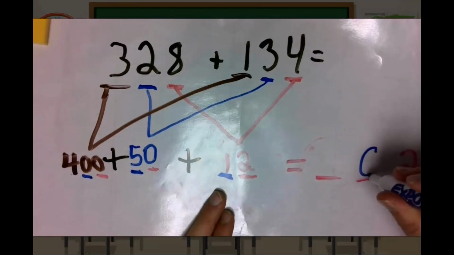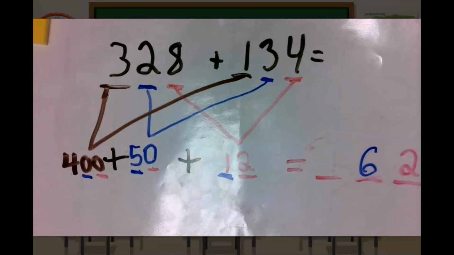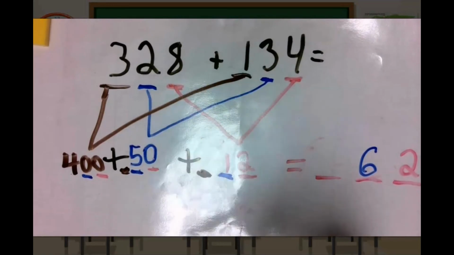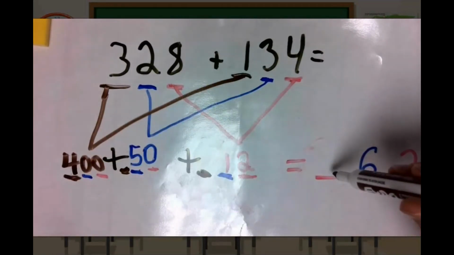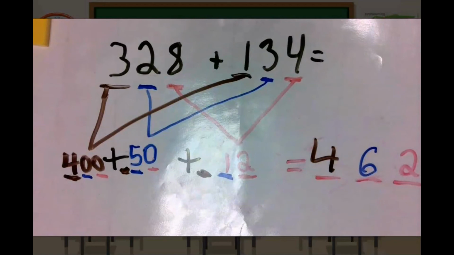6 10s. And finally, hundreds. Are there any hundreds here? Nope. Are there any hundreds there? Nope. And there is hundreds there. We have 400. 462.